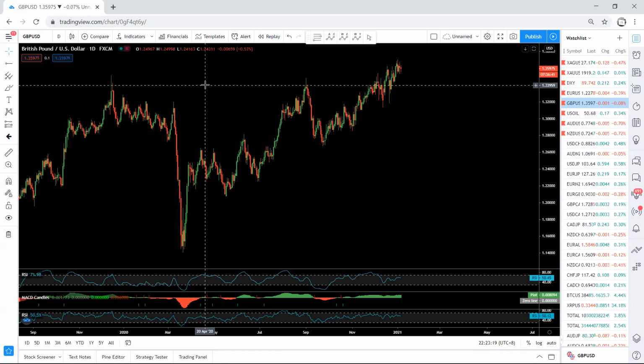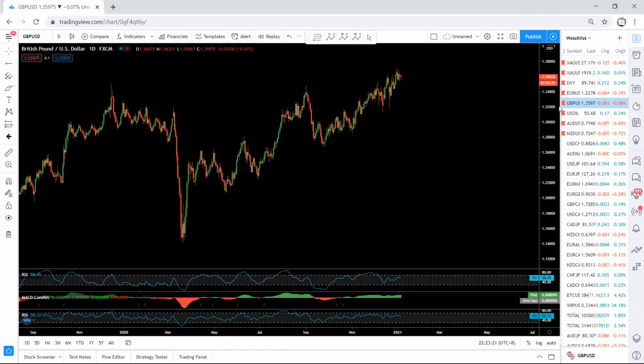Pound USD, now we start with the daily chart. Okay, as we can see, based on daily chart, still we are within this move. Now the question is how high it can go and whether we should look for the sell or buy.